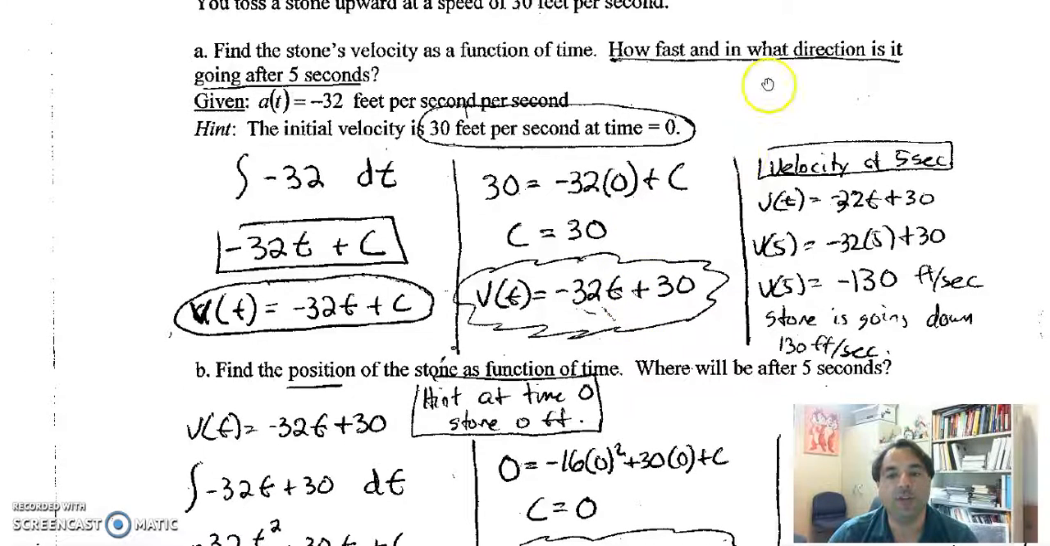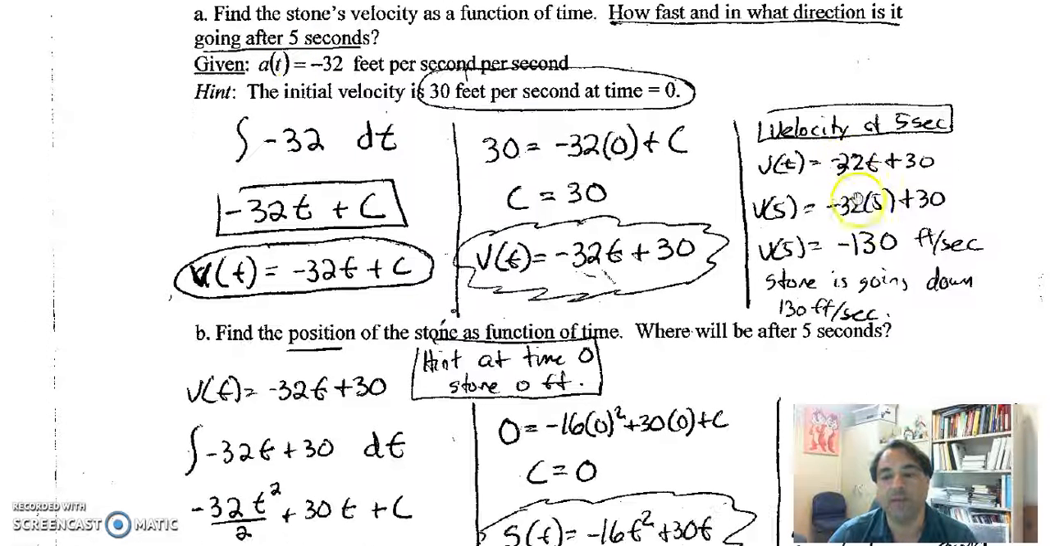The second part of the question said, now that you found velocity, what happens at 5 seconds? If I plug 5 into my velocity function, negative 32 times 5 plus 30, you get negative 130, which is a velocity in feet per second. So what does negative 130 mean? The negative means the stone is going downward, and the 130 is how fast it's traveling, the velocity, at 130 feet per second.